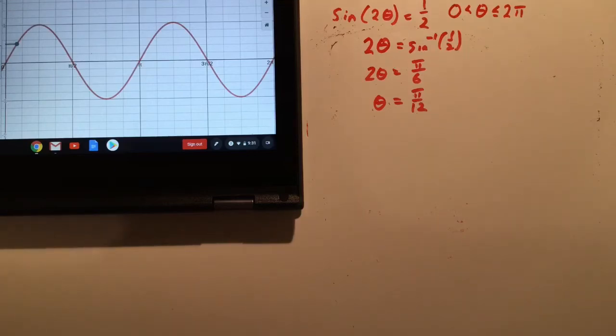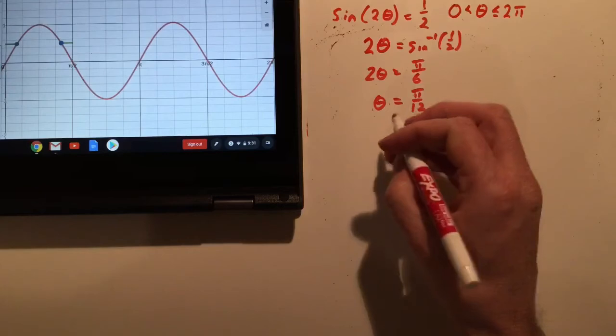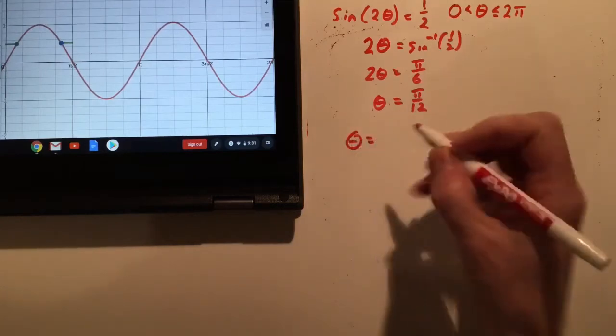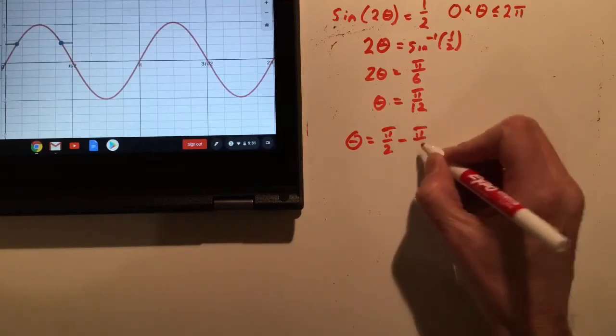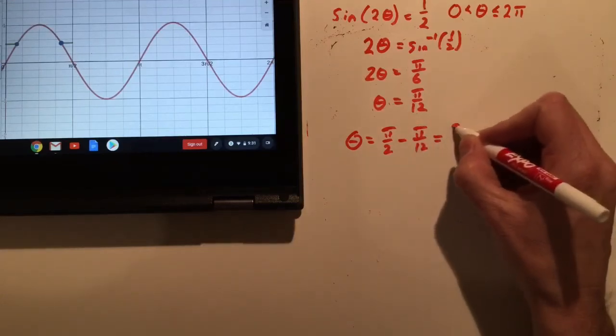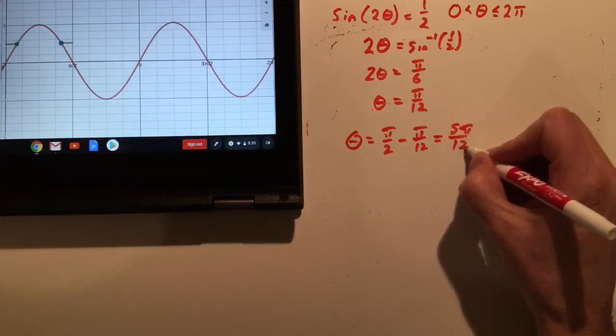So now we're going to use the symmetry of this sine curve. I know the distance from the next solution, which is here, to the line x equals pi/2 can be represented by that, and that's going to be the exact same distance. So all I have to do for that second solution is pi/2 minus pi/12, which is going to be 5 pi/12.